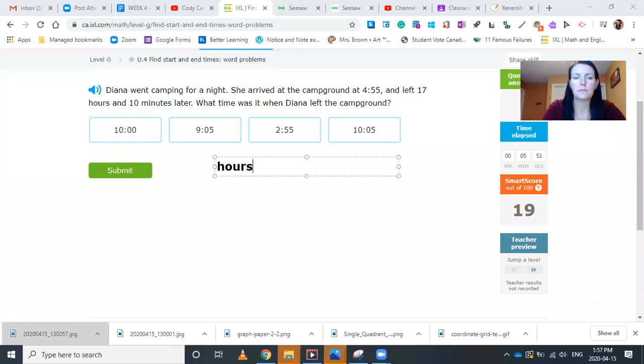We've got hours, we've got minutes. She arrived at 4:55. So we're starting at 4:55. We are then adding 17 hours. Let's just add that there. 17 hours and 10 minutes later.